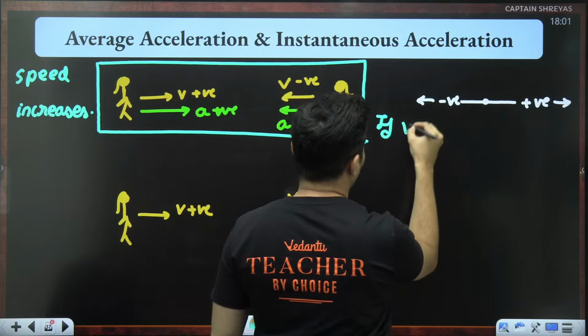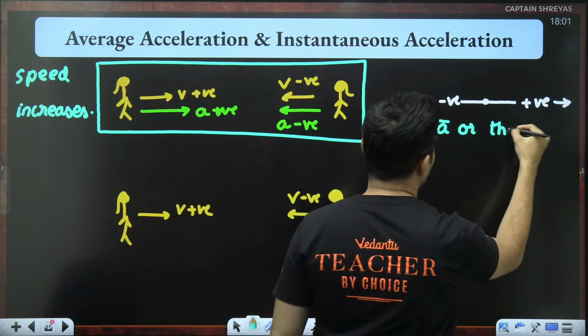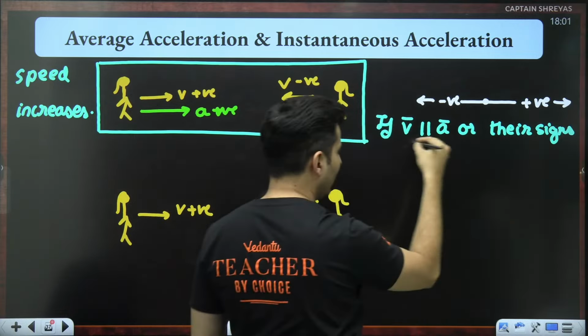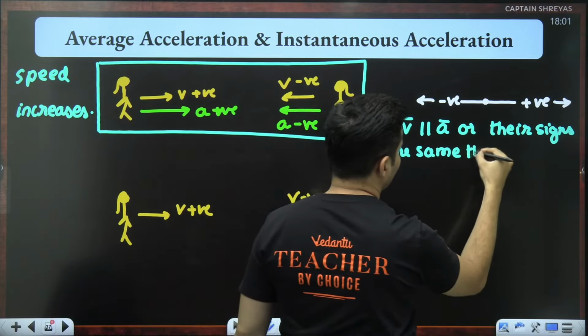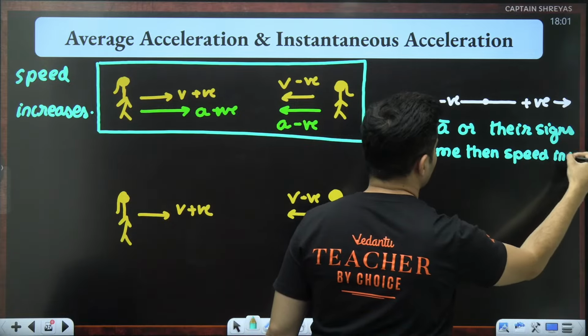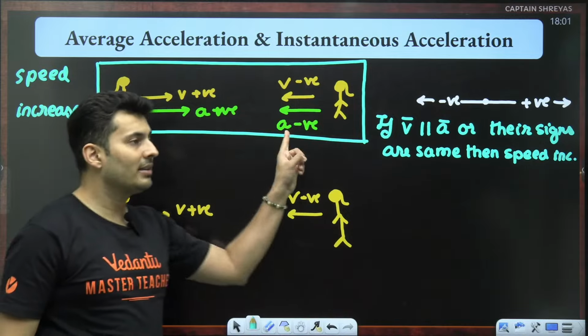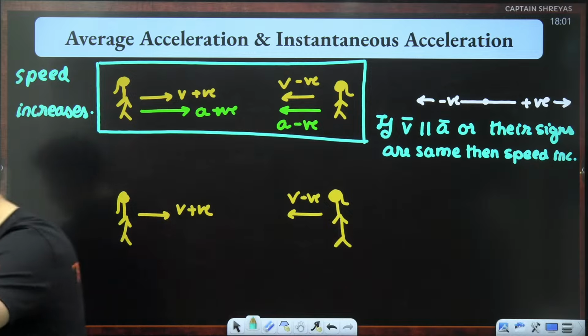If velocity is parallel to acceleration, or their signs, positive or negative signs, are the same, then the speed increases. Then the speed will 100% increase. So don't think negative acceleration means speed will decrease. No, it can increase also.